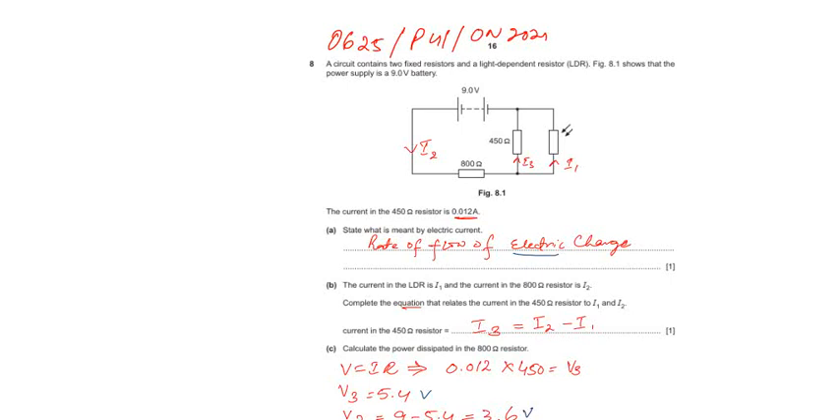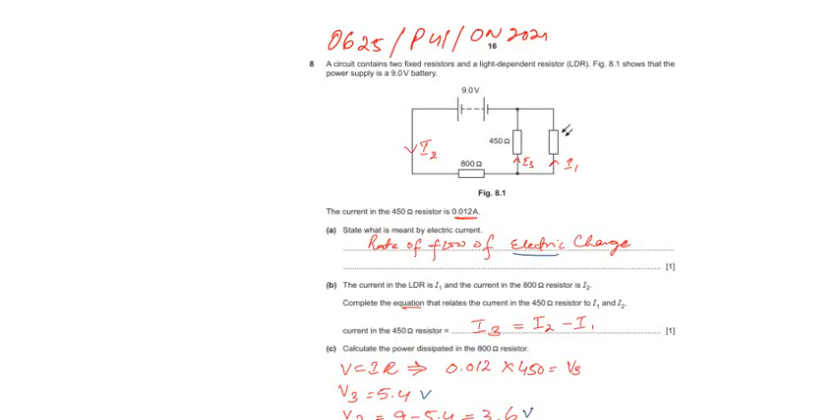0625 paper 41, October/November 2021. Topic is DC circuit, potential divider, power, right? Question number is 8. A circuit contains two fixed resistors and a light dependent resistor.